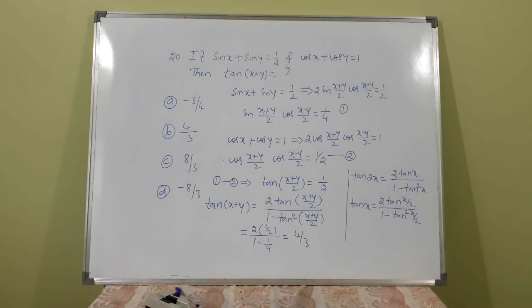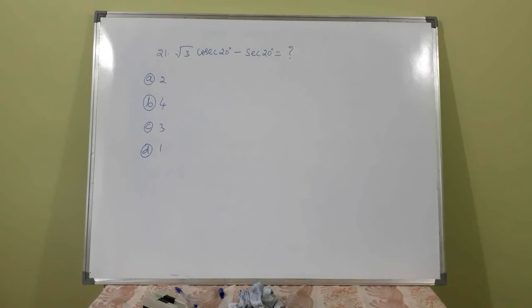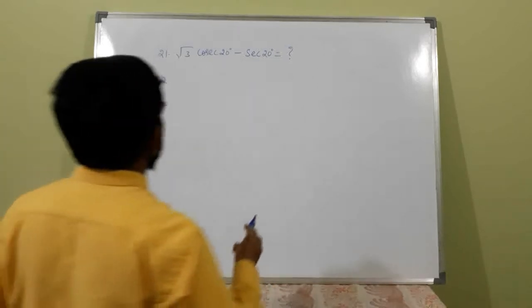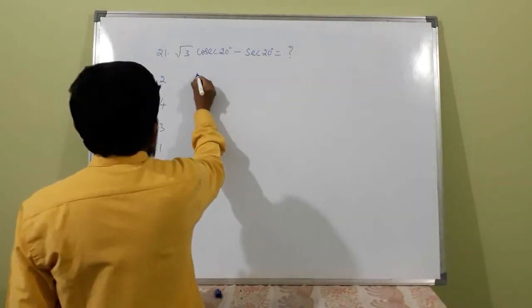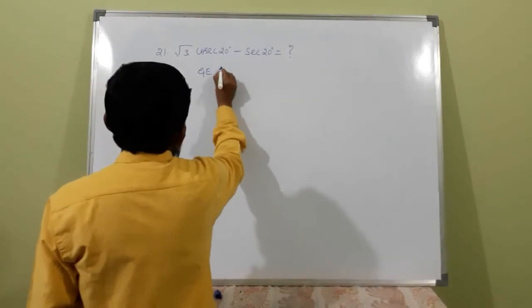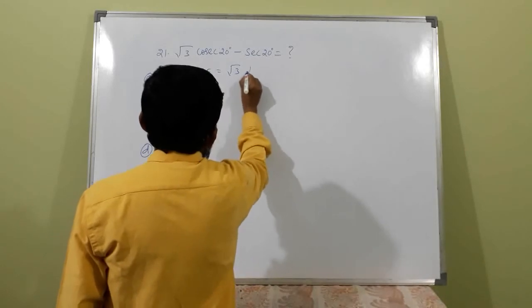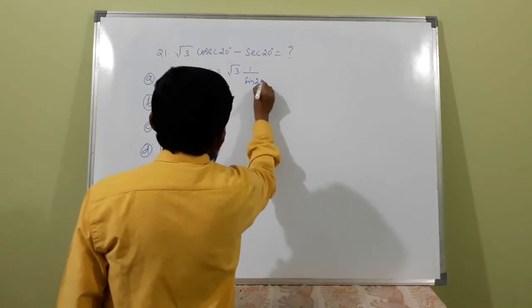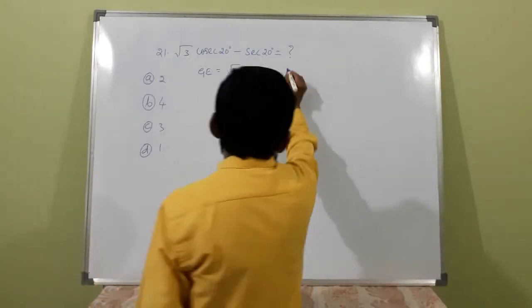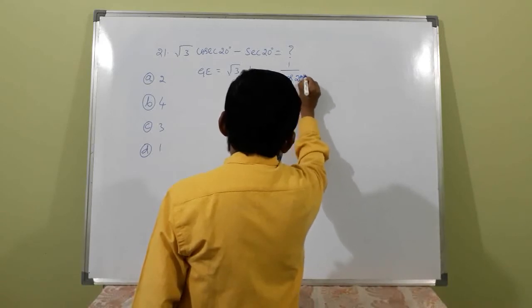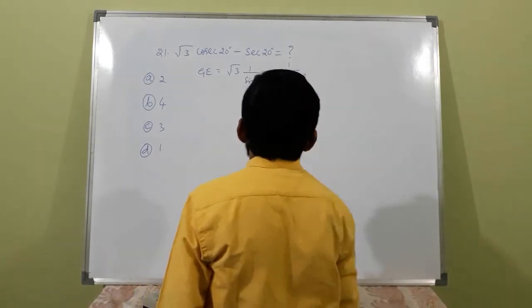You take down this. See the next example. Root 3 cosecant 20 minus secant 20. See, the given expression is root 3 by sin 20 minus 1 by cos 20. Okay.